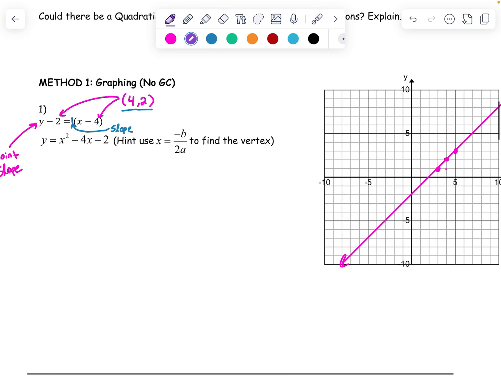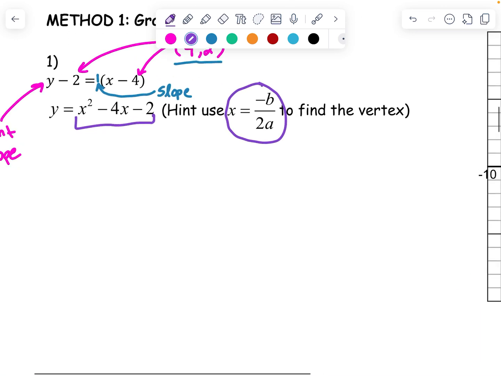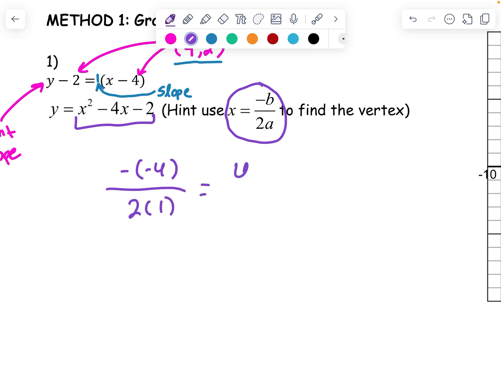And then we have to graph the quadratic. So our quadratic is in standard form. Notice the hint here says find the vertex, which the x value of the vertex comes from negative b over 2a, so we'll start there. Negative 4 over 2 times 1 gives us 4 over 2, which gives us an x value of 2.